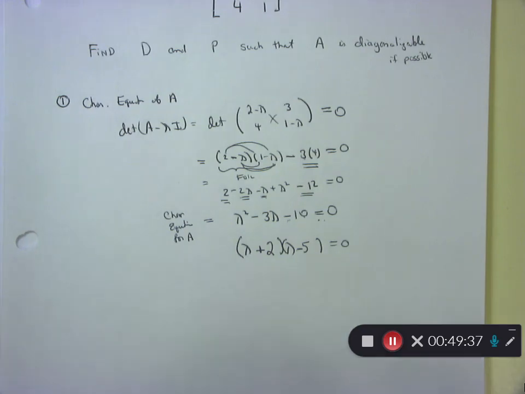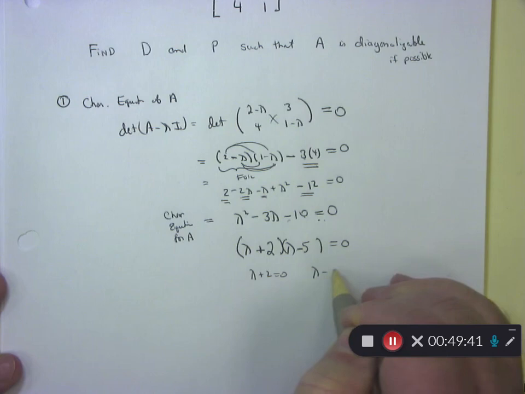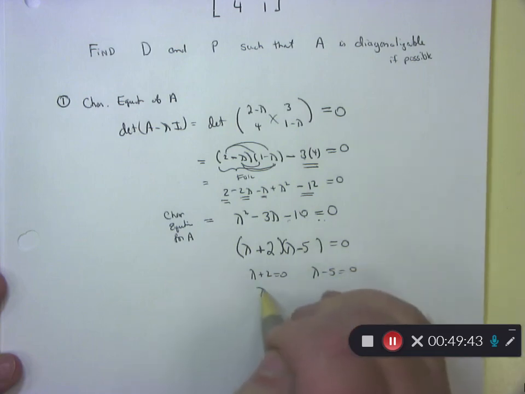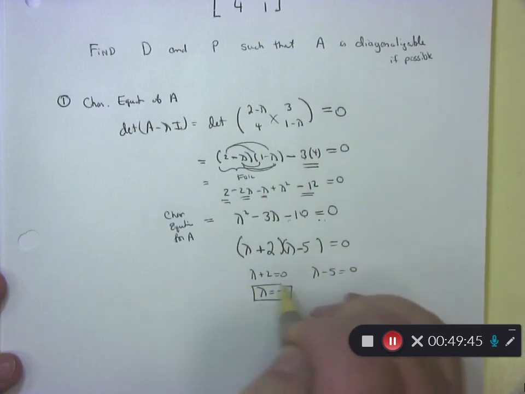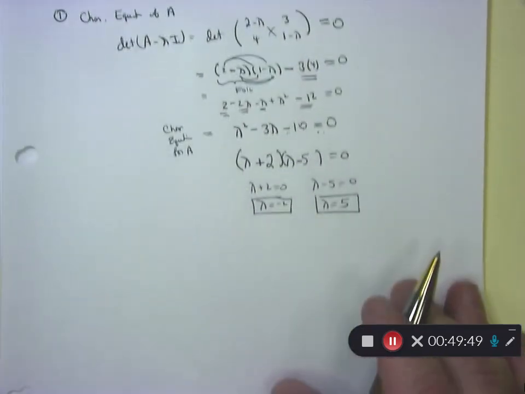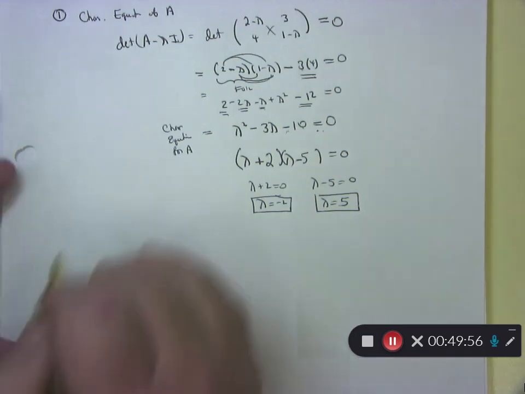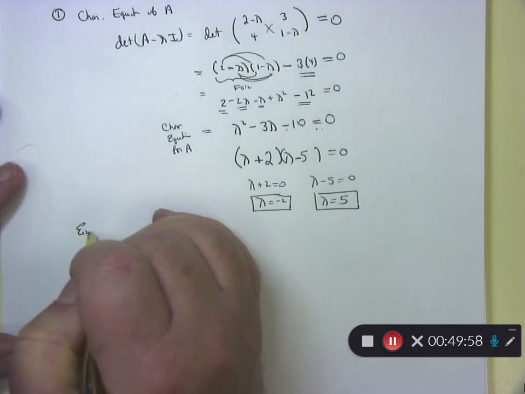Now, set each factor equal to 0. Lambda plus 2 equals 0. Lambda minus 5 equals 0. Lambda equals negative 2, and lambda equals 5. So we now have the eigenvalues. Now I need the eigenvectors. How do I get the eigenvectors?